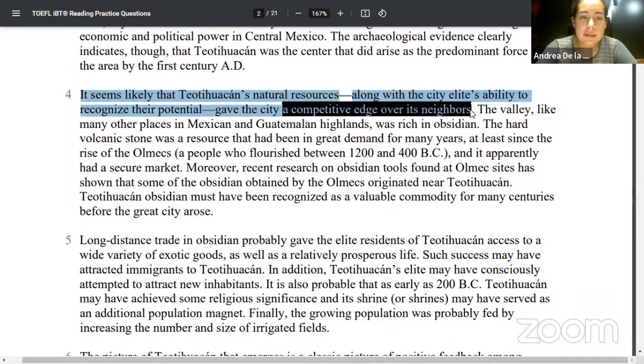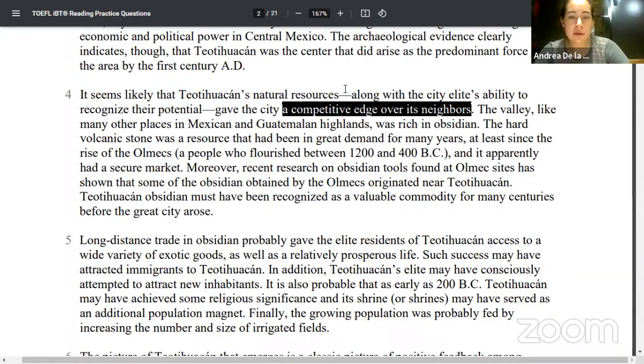Just read the first sentences. It says, it seems likely that Teotihuacan's natural resources, along with the city's ability to recognize their potential, gave the city a competitive edge. So it's probably about natural resources, right? And how this gave the city an advantage over its neighbors. And then they obviously give the details, right? I think the natural resource they had was obsidian. They talk about everything related to that. But the main idea is natural resources.